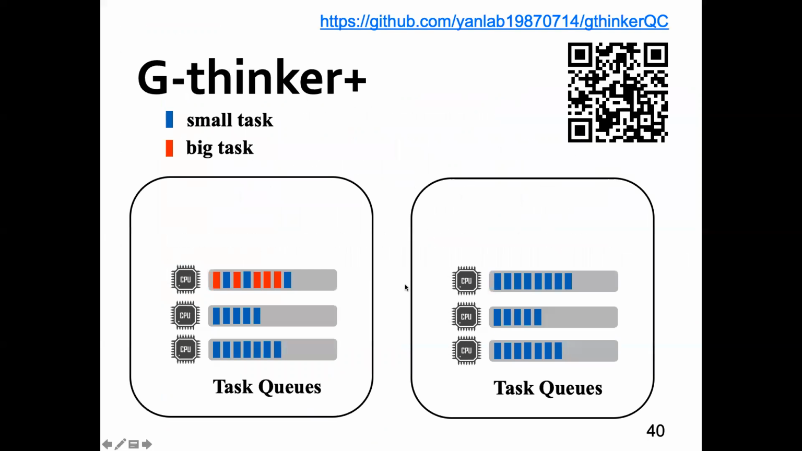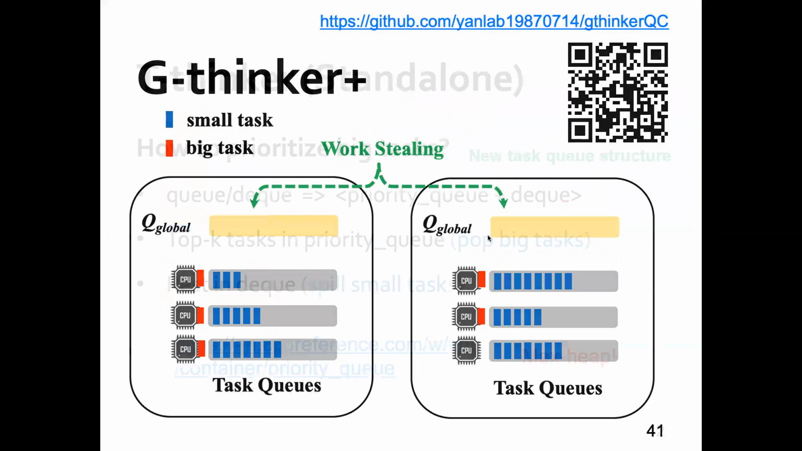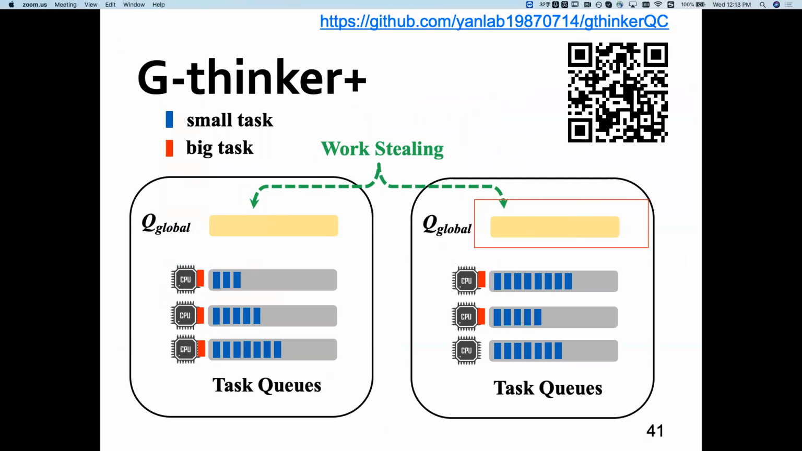And so this is a reminder of the G-thinker. So we have a global queue. Right now we only have a global queue. We don't have a local queue. And what we want is this: the global queue should be a priority queue. So whenever you pop, you're popping one very expensive task. Each time a thread requests, you are getting the most expensive task.